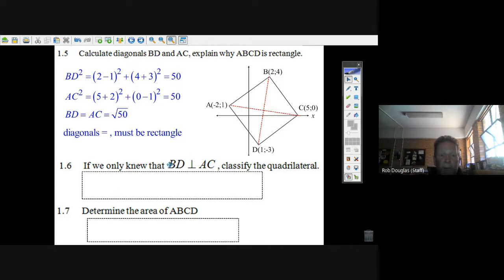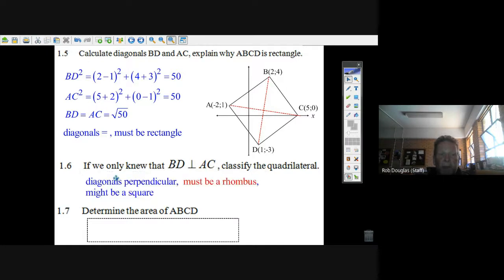If we only knew that they were perpendicular, then we could say that this quadrilateral must be a rhombus. It might be a square, but if all we had as information was perpendicular bisecting diagonals, then we know it's a rhombus. But a square is a special type of rhombus. If we only knew that it was perpendicular, we know that it would be a rhombus.